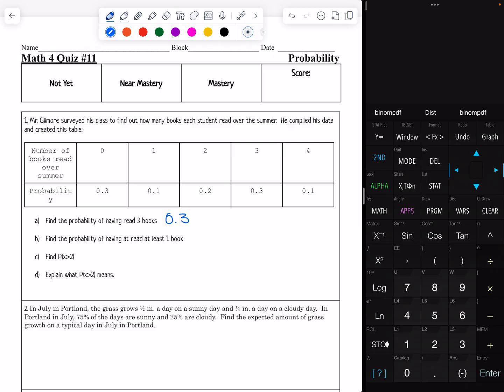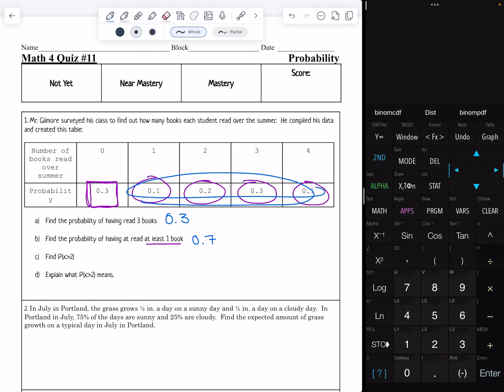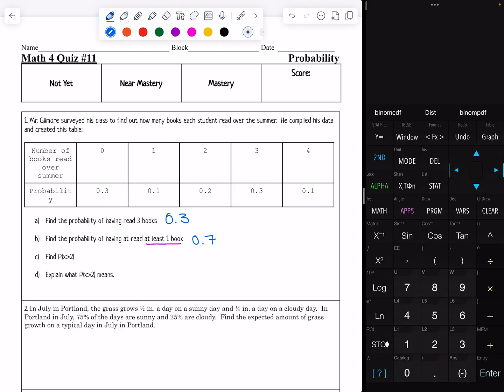Find the probability of having read at least 1 book. So at least 1 book means 1, 2, 3, or 4 books. So you just have to add up those probabilities. Or you could notice that 0.3 is the only one not included. So you could say 1 minus 0.3 and get 0.7, which you would get the same thing if you added all of these together with your calculator. So the answer to part B is 0.7.